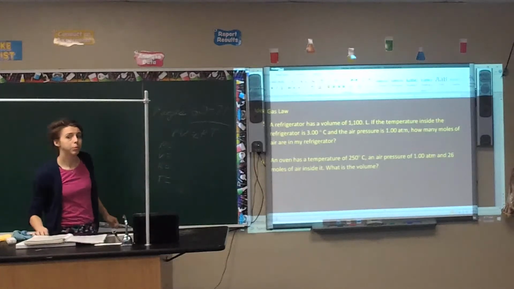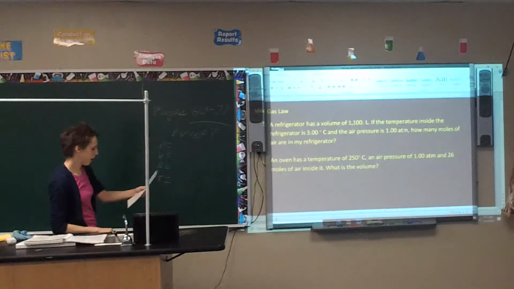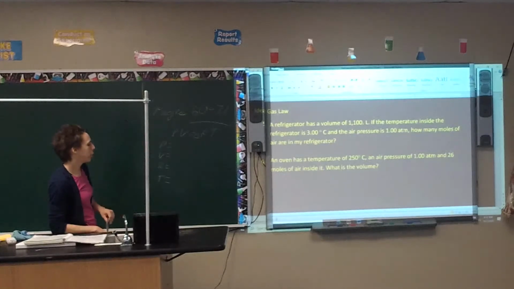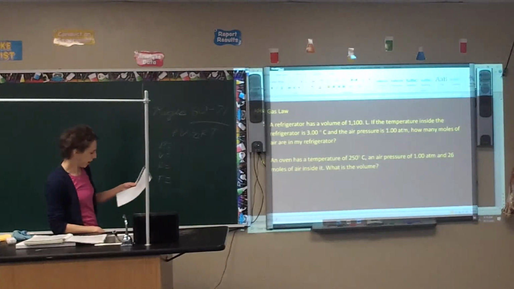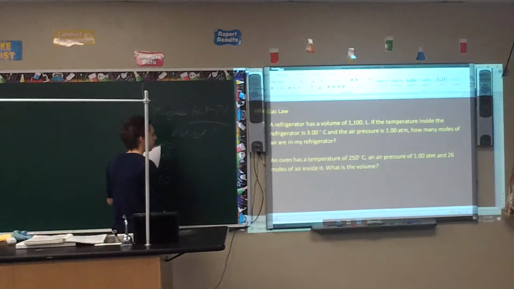Hopefully if you're back now watching this, you've already tried this. So let's go through it. An oven has a temperature of 250 degrees Celsius, an air pressure of 1 atm, and 26 moles of air inside of it. What is the volume? The temperature is 250 degrees Celsius, can I use that? Nope, I've got to convert. 250 plus 273.15, the temperature turns out to be 523.15 Kelvin.